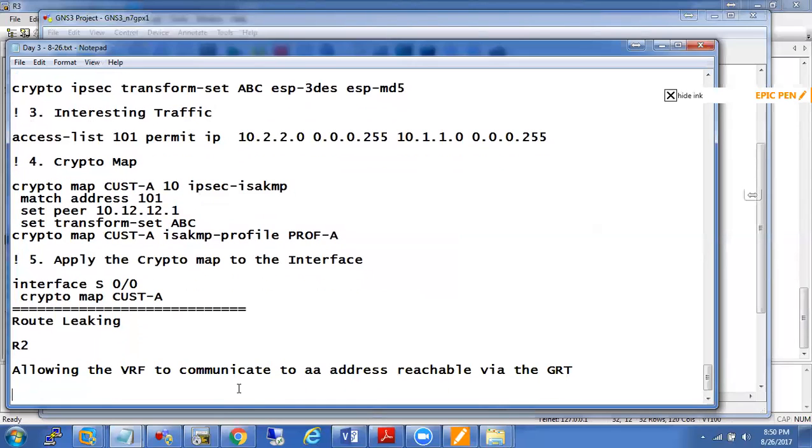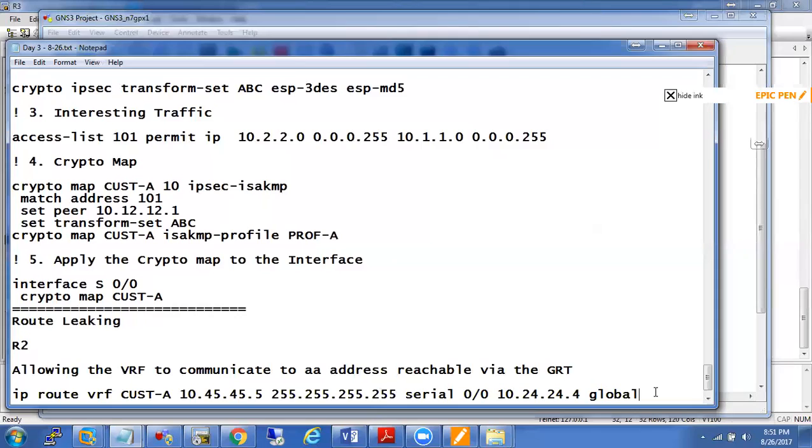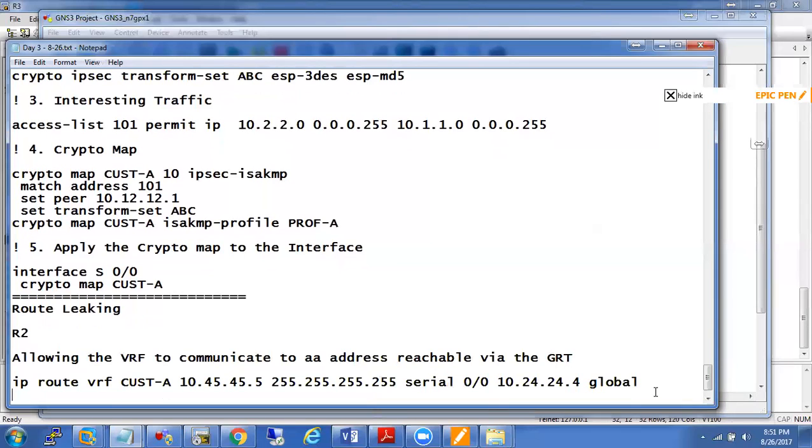Okay, how do I do it? IP route cust A. This is the address that I want to reach. It doesn't have to be a host route. It could be a network or a default gateway for that matter. Serial, in my case, 0/0. The next hop, in my case, 10.24.24.4. And the keyword, global. All right. This is in one VRF. And then I have to do the same thing for the other VRF, and this would remain almost the same. Yeah, it is the same actually.